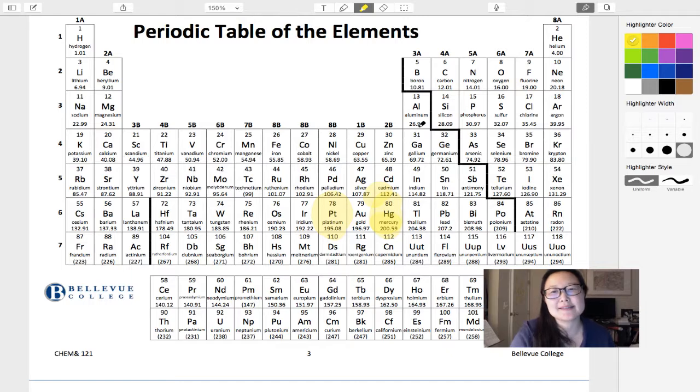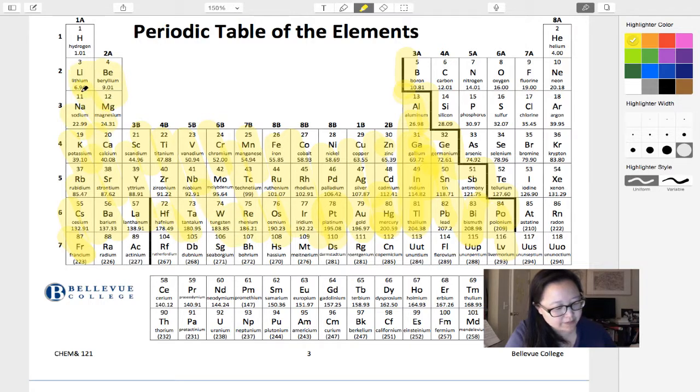So let's take a look at these. All of these elements over here are metals, and in fact, that's what this little staircase is for. This staircase divides the metal elements from the nonmetal elements. So in yellow here, I'm just going to scribble out all the metals, and just be careful that hydrogen is not considered a metal. In recent years, hydrogen has been shown to have some metallic properties under really extreme conditions.